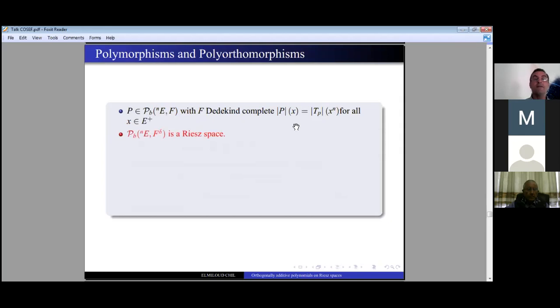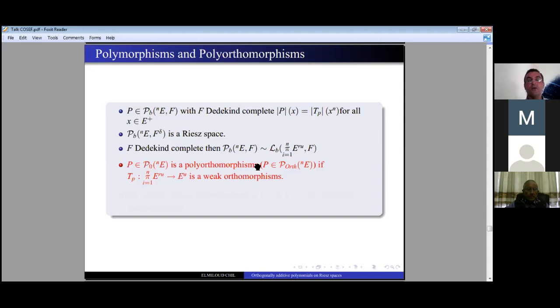And then we have an important structure for the case of order bounded orthogonally additive polynomials, because order bounded implies continuous. So we have this important structure: the set of all order bounded polynomials is a Riesz space. And then if F is Dedekind complete, we find this important result: the set of all order bounded polynomials is a lattice, and is isomorphic to the set of all order bounded linear operators from the relatively uniformly complete vector lattice of E.